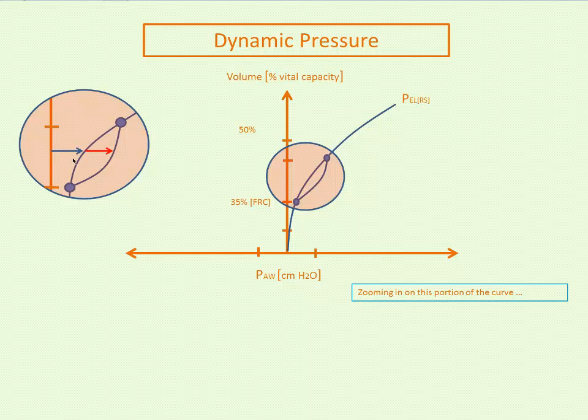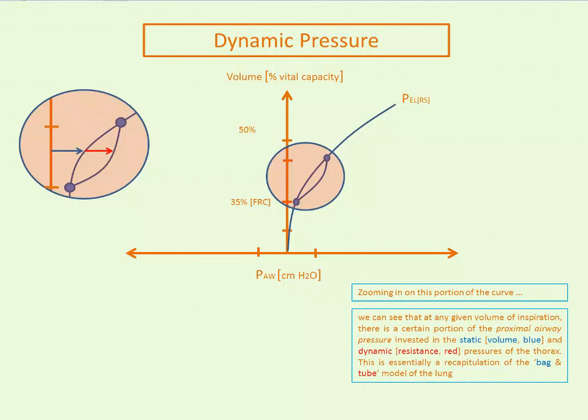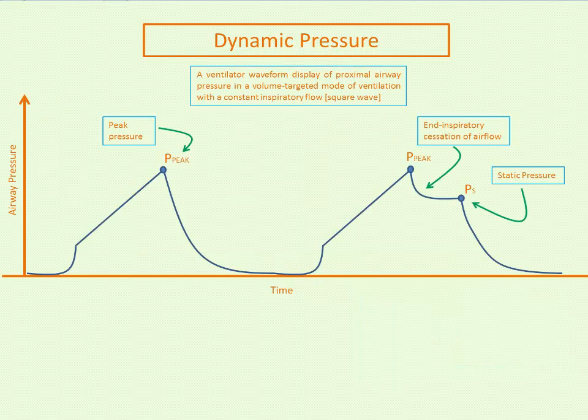And again, it's all color-coded. Blue, again, is a static property, and red is a dynamic property. Back to the bag and tube, with the bag being the blue, volume, static pressure, and the red being the tube, which is resistance or dynamic pressure. Okay, and then just back to the waveform that you see on the ventilator.